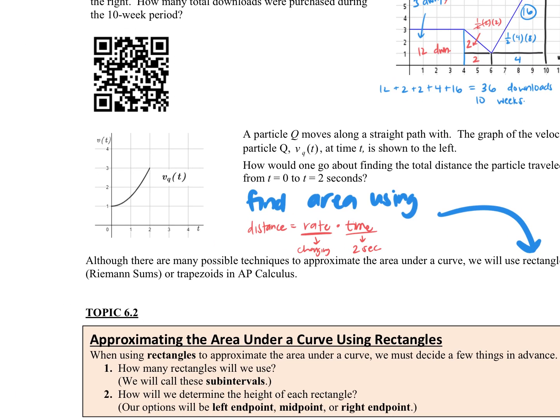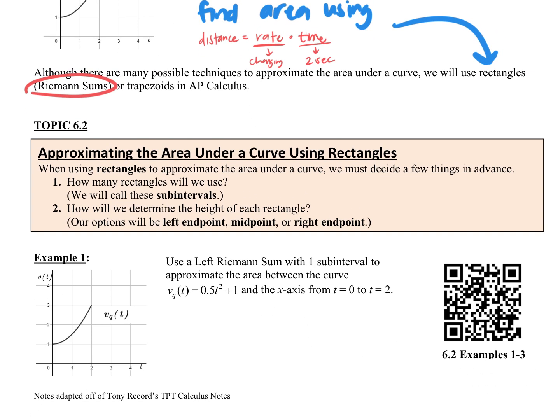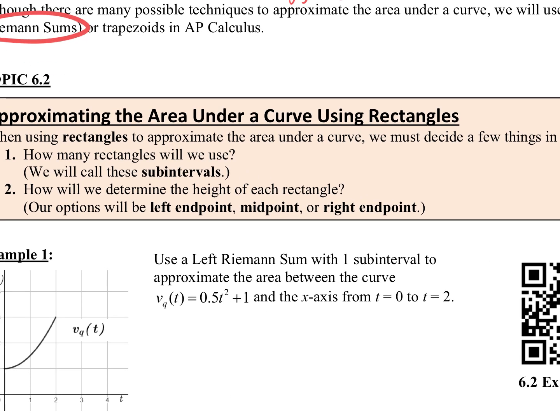So we're going to start by talking about rectangles, which is the Riemann sums. He's the guy that made it up. And then we're going to talk about trapezoids at the end here. When we are approximating the area under a curve using rectangles, the first question we need to ask ourselves is how many rectangles are we going to use? It's going to tell you how many rectangles. We call those subintervals. And then it asks us, how will we determine the height of each rectangle? There are 3 different options: the left endpoint, the midpoint, or the right endpoint.